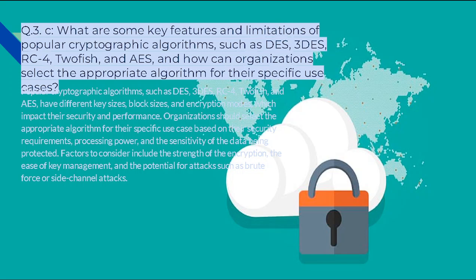Organizations should select the appropriate algorithm for their specific use based on the security requirements, processing power, and sensitivity of the data being protected. Factors to consider include the strength of the encryption, the ease of key management, and the potential for attacks such as brute force or side channel attacks.